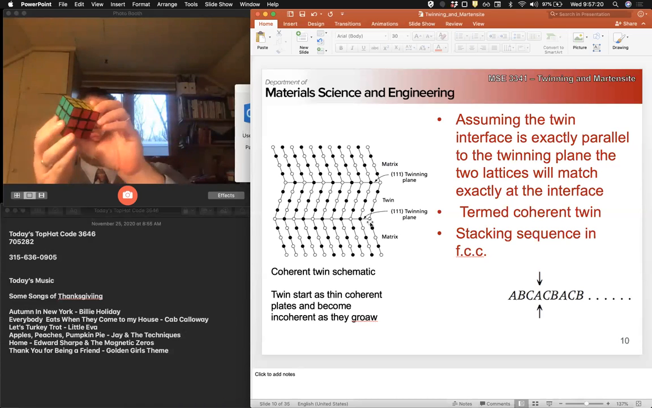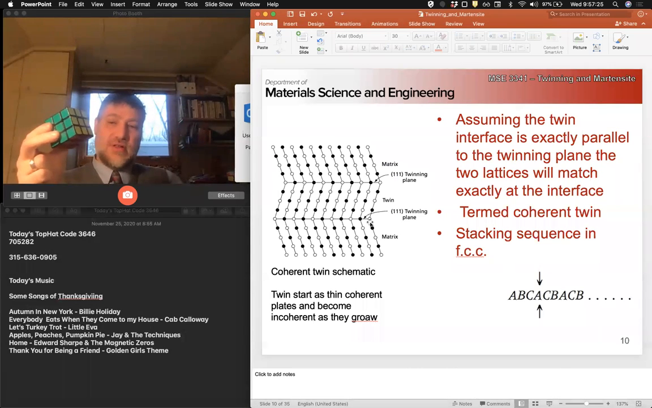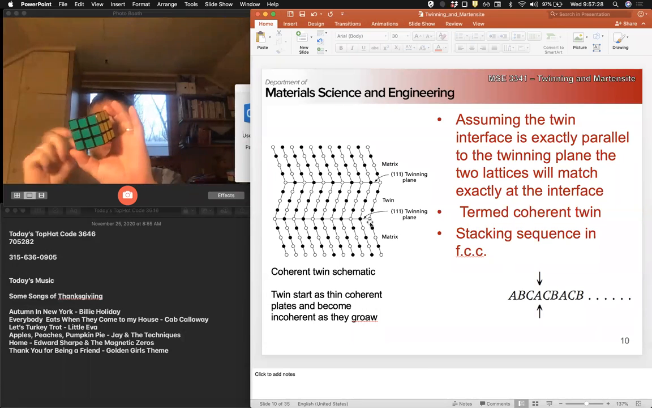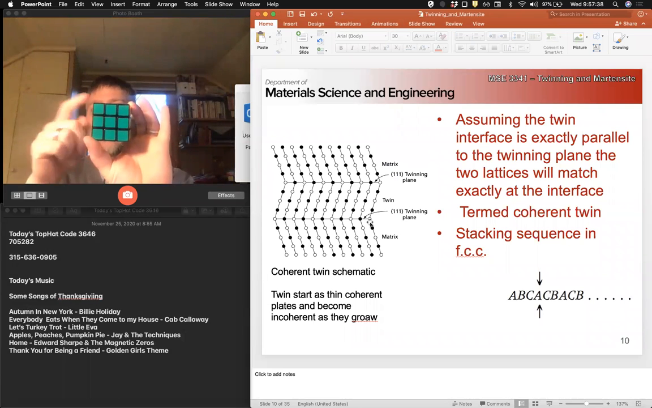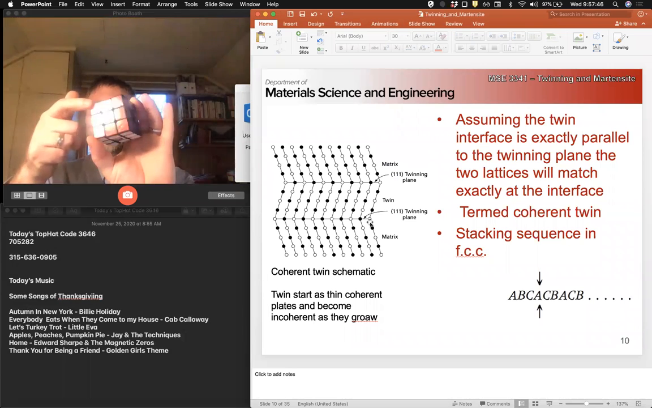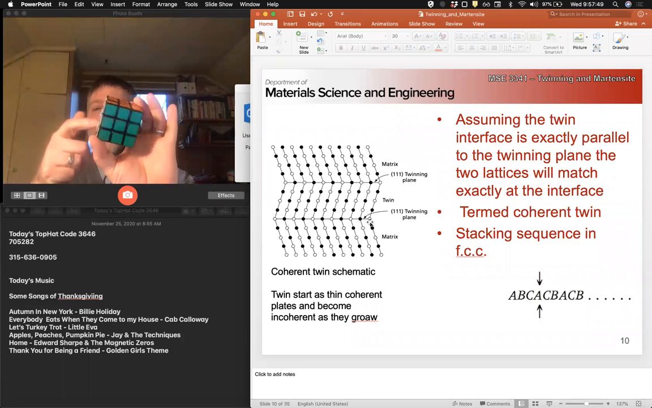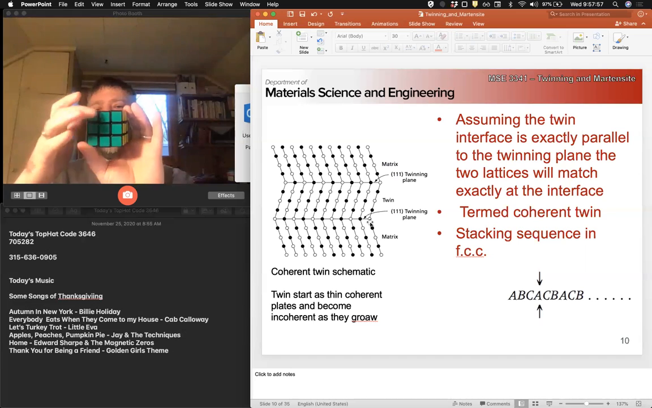Here's my cube. What's the defining symmetry for FCC, for cubic crystals? It's a 120-degree rotation about the 111 crystallographic axis. So if I start here and I rotate 120 degrees, 120, 120, I'm back to green. So that's the defining symmetry for cubic crystals.